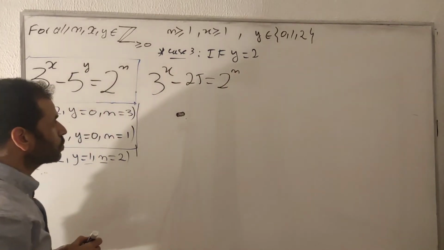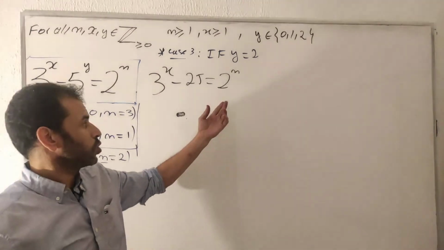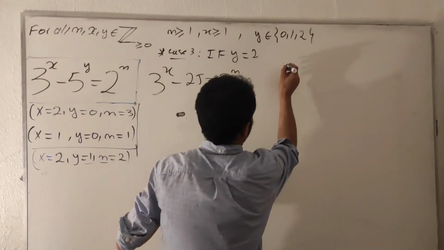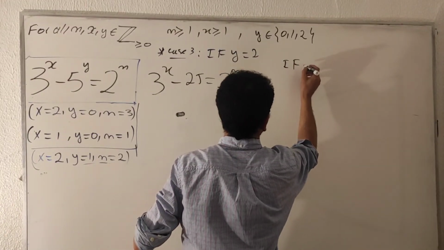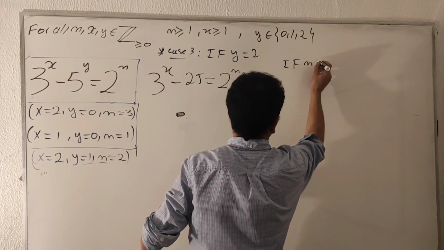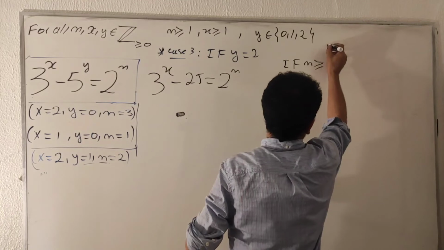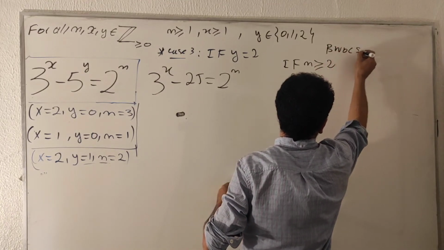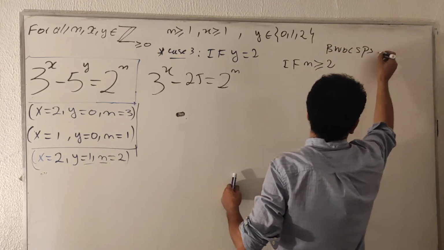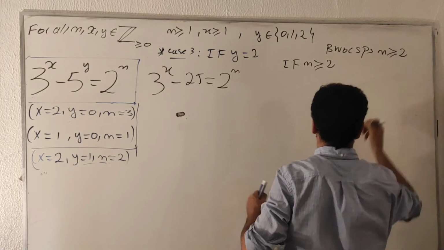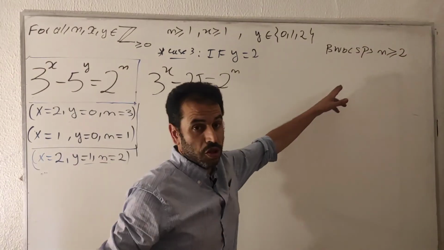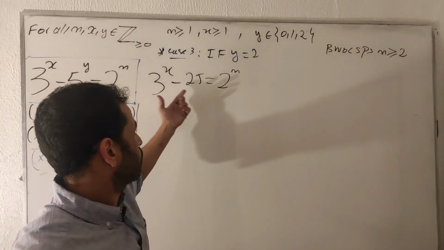Okay, so the trick that I'm going to use here also, if n is greater than or equal to 2. Okay, so let's do this one by way of contradiction. Suppose n is greater than or equal to 2. Okay, so if n is greater than or equal to 2, I'm going to do the same job that I have done before.